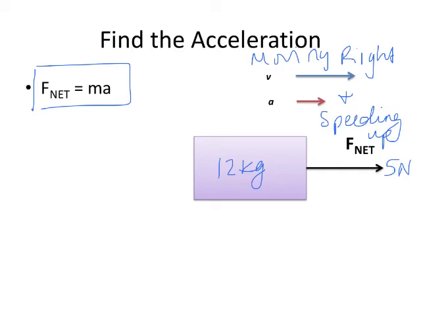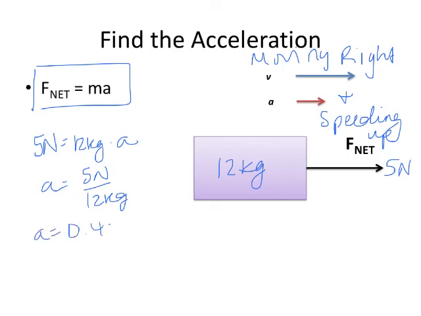If you wanted to find the acceleration, you would have your 5 newtons of net force is equal to your 12 kilograms times your acceleration, or your acceleration would be 5 newtons divided by 12 kilograms, which ends up giving you 0.42 meters per second squared. And then since it's moving to the right, and key thing, speeding up, that makes this positive.